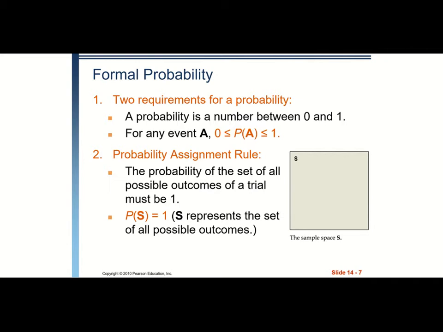certain to occur. Next, thinking back a few slides, the sample space is the complete set of all outcomes of an event. That's represented by this box here. The probability, if we look at the entire sample space, must total 100%.